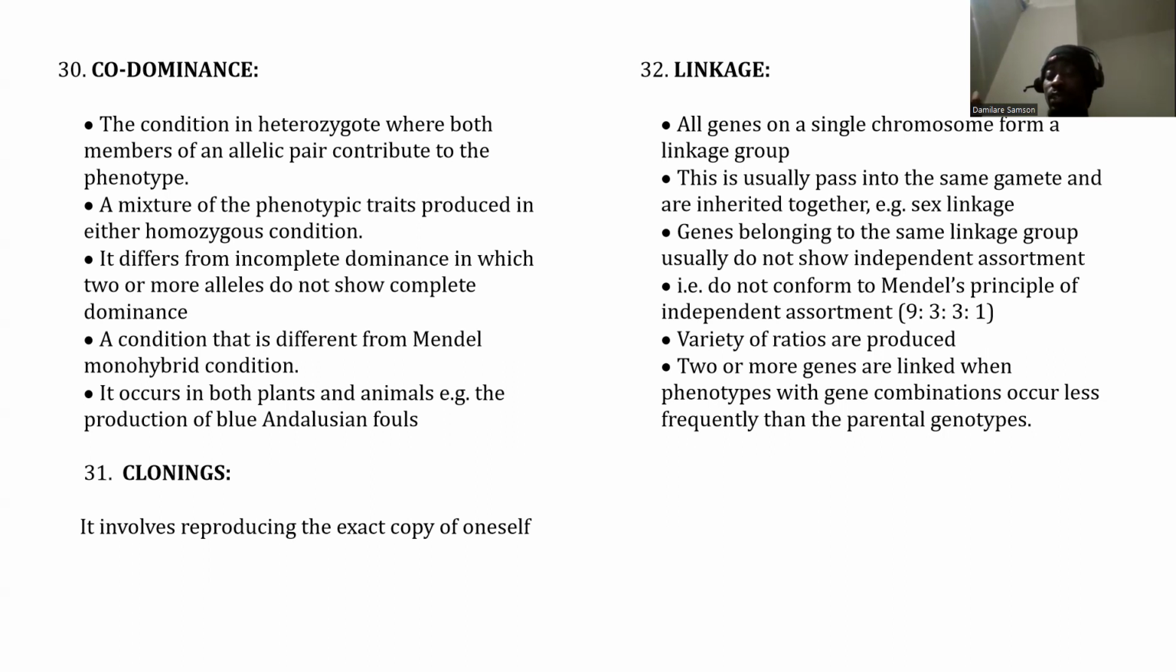So at the end of the day, when you are doing the crossing, it will look like Mendelian first principle. Two characteristics now having the outcome of one character because they've linked together. So varieties of ratios are produced. Two or more genes are linked when phenotypes with gene combinations occur less frequently than the parental genotype.